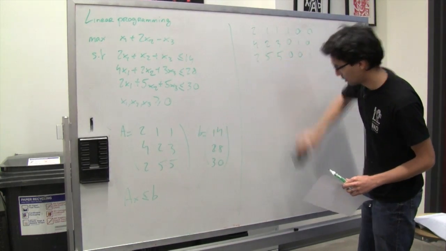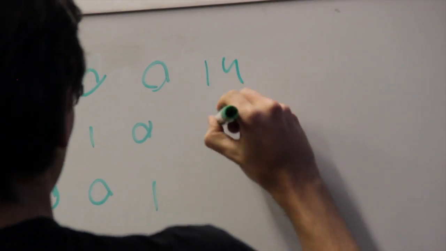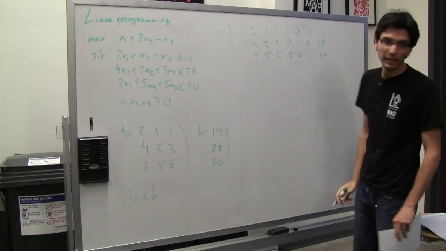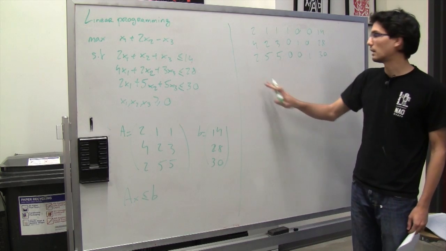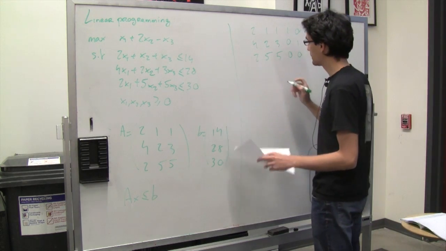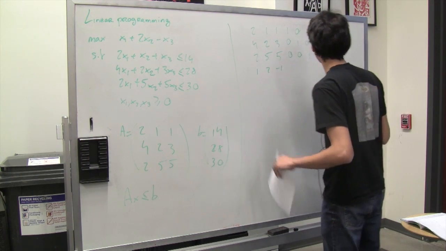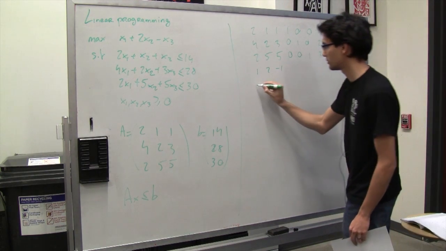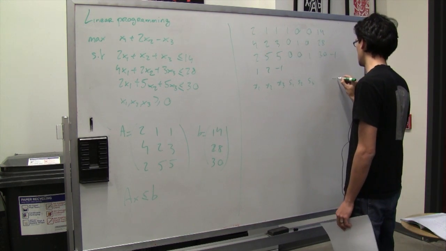We are going to put all these values in the tableau, including B, which is 14, 28, 30. And you can see these are the variables you have: x1, x2, x3, slack 1, slack 2, slack 3. We are going to put what we want to maximize. And let's put on the side, this is the variable row: x1, x2, x3, slack 1, slack 2, slack 3, and z.